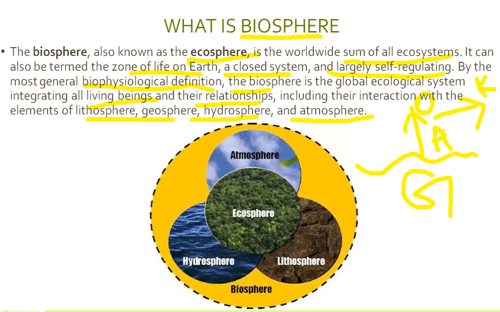So talking about the layers of the atmosphere, excluding the exosphere, the atmosphere has four primary layers. We all know about this, which are the troposphere, stratosphere, mesosphere and thermosphere.